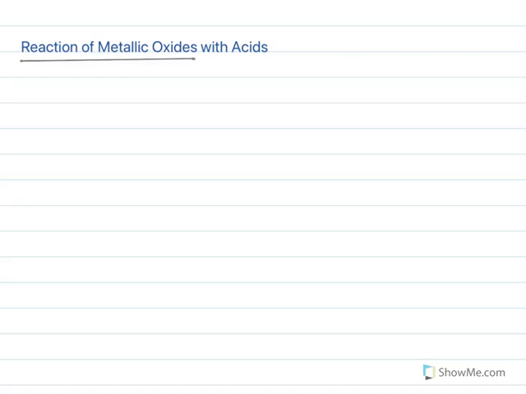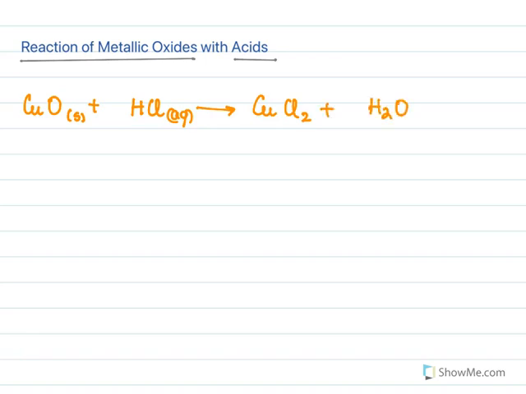Reaction of metallic oxides with acids. Now when metallic oxides, let's take an example like copper oxide. When copper oxide, it's a metallic oxide, is an oxide of copper, reacts with an acid, HCl, aqueous, you get copper chloride, which is a salt, plus water. So this is copper 2 oxide on reacting with hydrochloric acid.